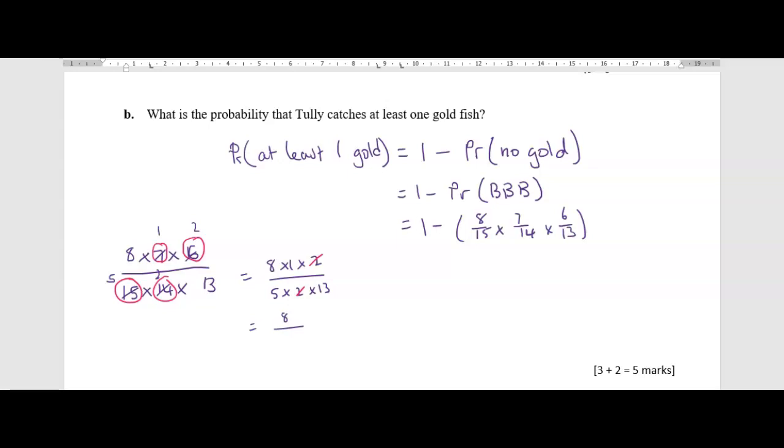So 5 times 10 is 50, 5 times 3 is 15, so it's going to be 8 over 65. So we've got 1 minus 8 over 65, which is going to be, let me just think, 57 over 65. And we can't simplify that any further.